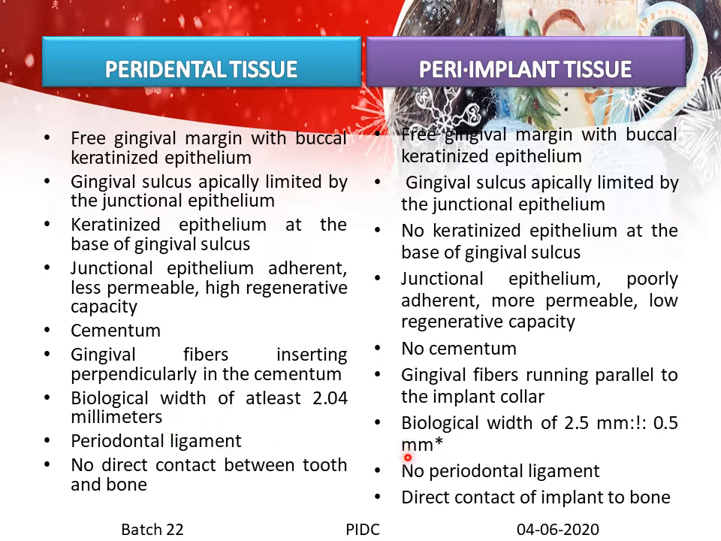There is periodontal ligament, there is no periodontal ligament, and there is no direct bone to tooth contact, whereas here there is a direct implant to bone contact. In other terms, there should be a proper osseointegration present if the peri-implant tissue is to be good.